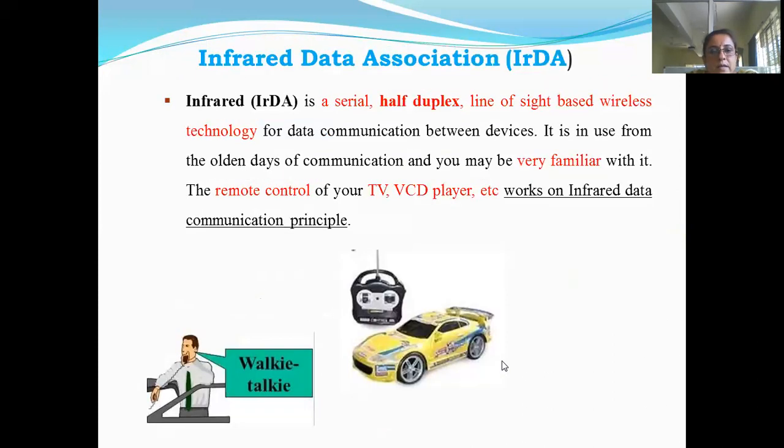Next we will see the Infrared Data Association, that is IrDA. What is this IrDA? It is a line of sight based wireless technology. You can see this in the walkie-talkie or the remote control car, or in the TV or the VCD player. All these devices work on the infrared data communication principle. Here the range is limited, and the data transmission happens serially and it is half duplex.